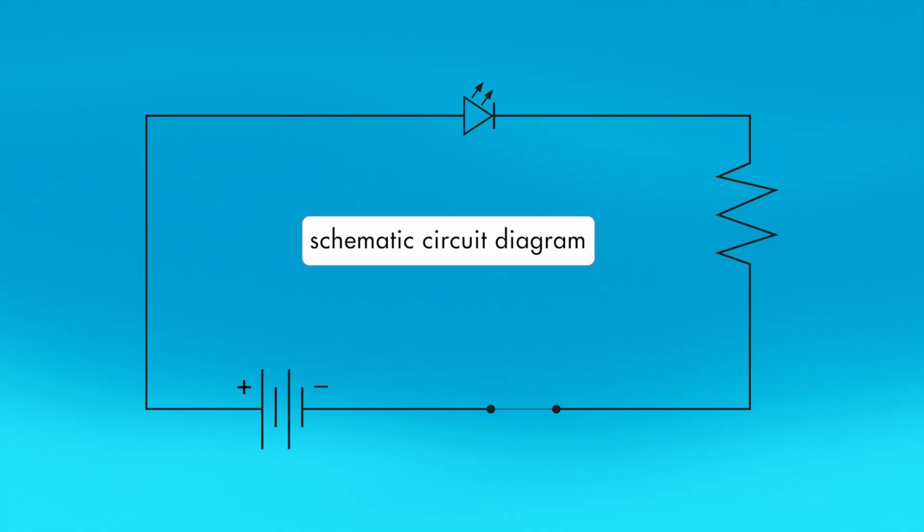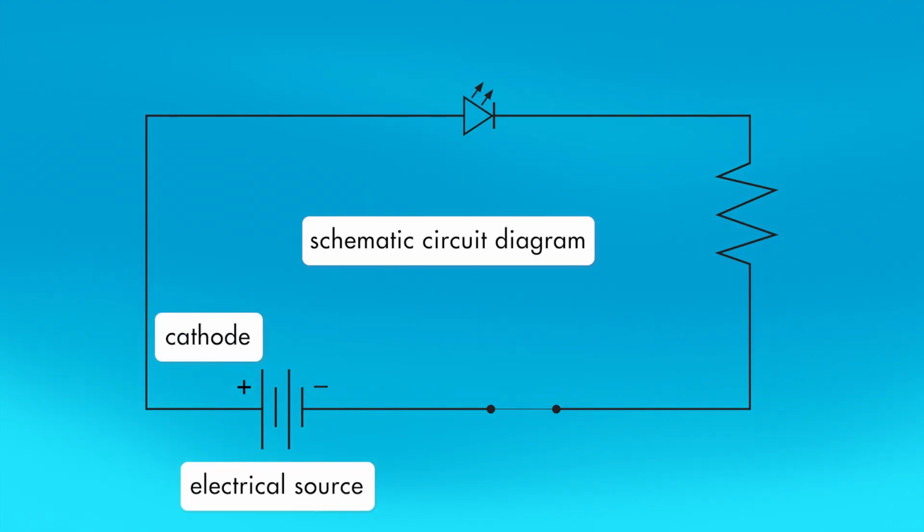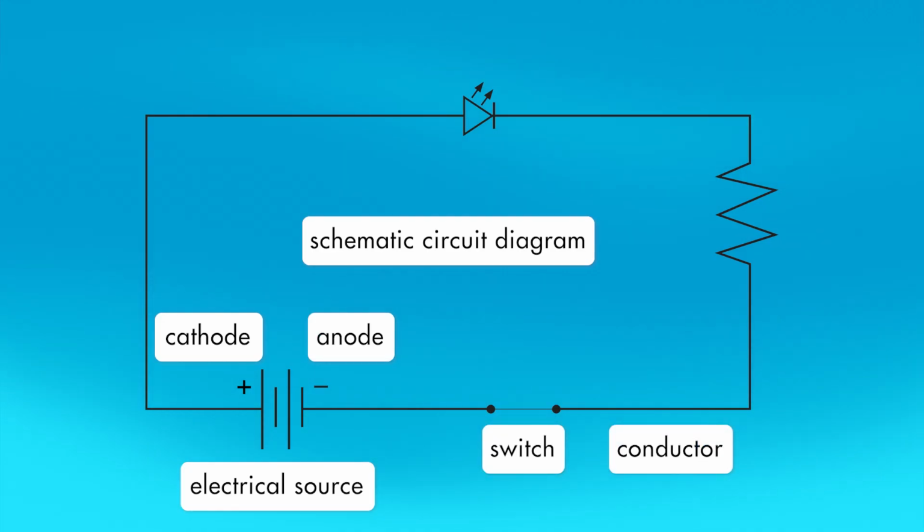A convenient way to trace the path of electrons through a circuit is to use a schematic circuit diagram. A schematic circuit diagram is a 2-dimensional graphical representation of the components of a circuit. We will discuss the individual components, such as the electrical source, cathode, anode, switch, conductor, resistor, and LED in more detail as we proceed with the lab.